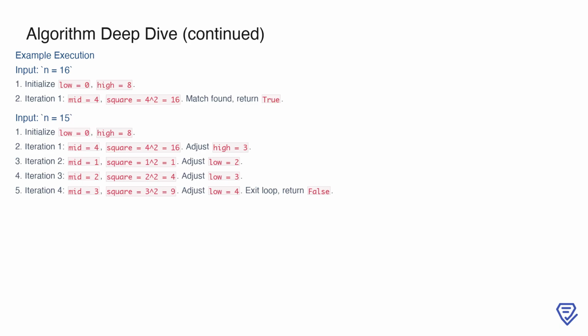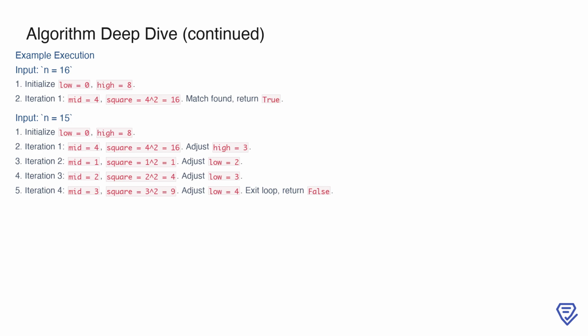Consider the input n equals 16. We initialize low equals 0 and high equals 8 because n/2 plus 1 equals 8. In the first iteration, we calculate mid equals 4 and find that square equals 4 squared equals 16, which matches n. Therefore, we return true, confirming that 16 is a perfect square.